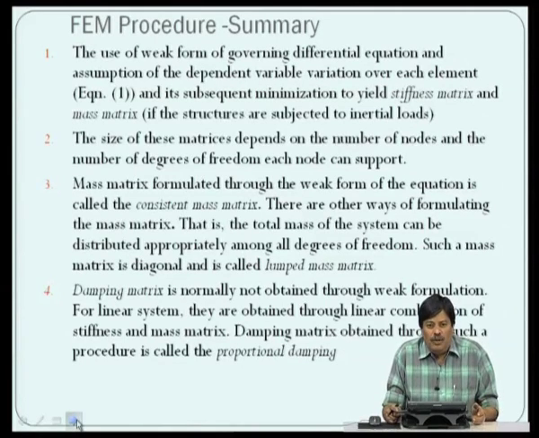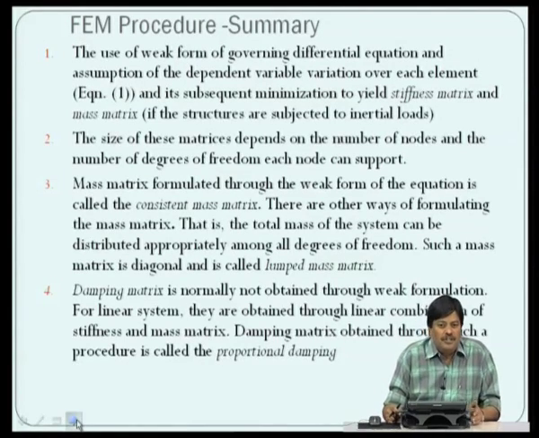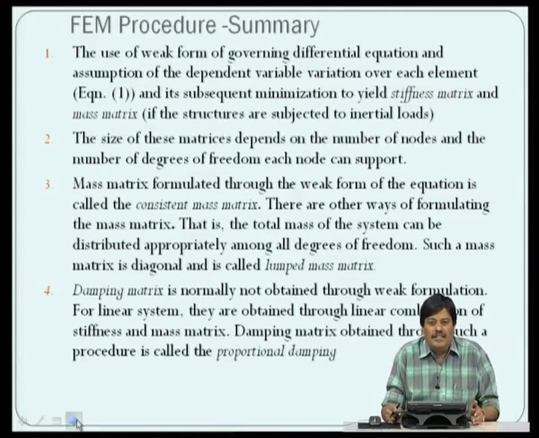So, basically what it says here is the substitution of the assumed function into the weak form of the governing equation, and the subsequent minimization will give us a set of two matrices, what is called the stiffness matrix and the mass matrix. And the mass matrix will be there only if the structure is dynamic in nature, that is it is subjected to inertial loads. And the size of these matrices depends upon the number of nodes and the number of degrees of freedom that each node can support.